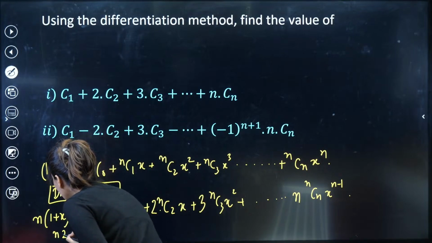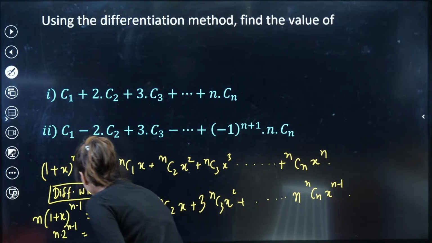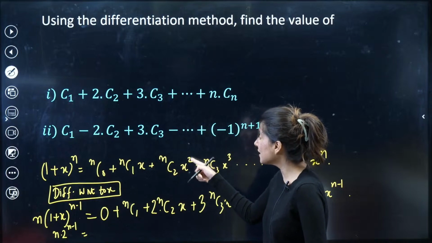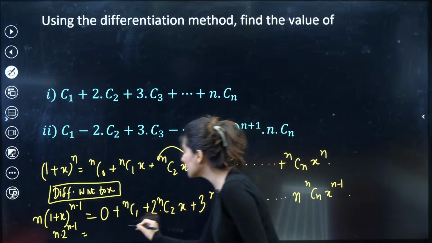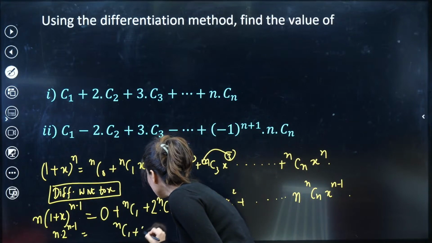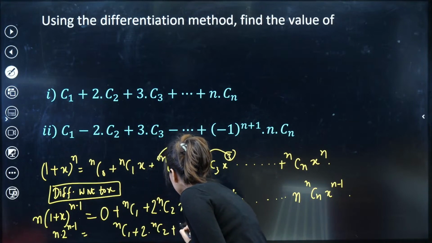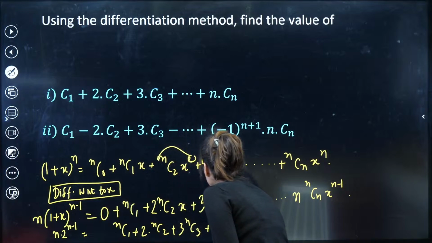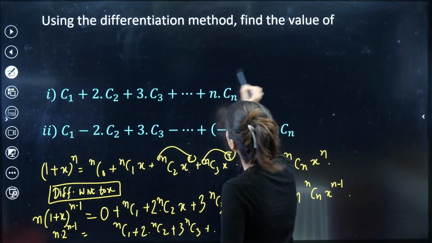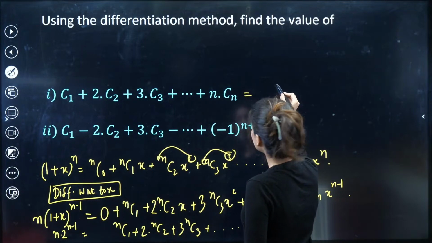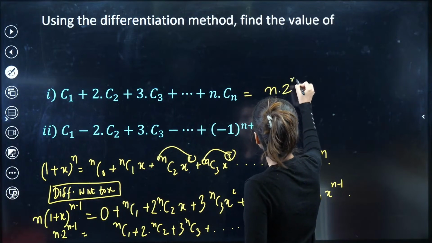Now the moment you put x equals to 1, what do you get on the left hand side? N dot 2 raised to power n minus 1. And can you see, because of the differentiation, this 2 will come in front. That's what the whole idea was. So this is going to be NC1 plus 2 times NC2 plus 3 times NC3. That's what we wanted, right? N times NCn. So that's what we wanted. So this is going to be, by the differentiation, n times 2 raised to power n minus 1.